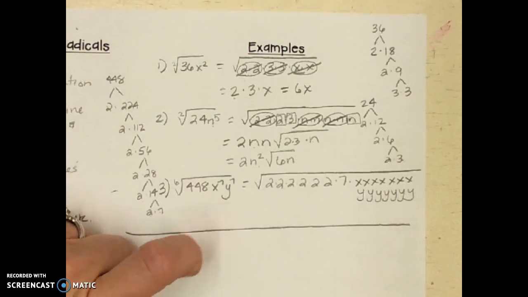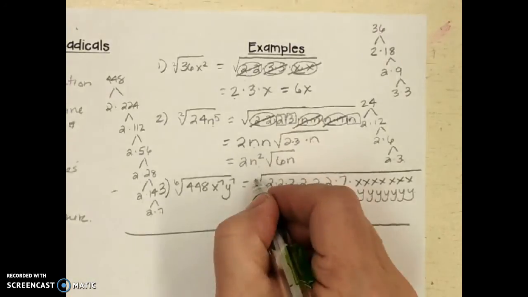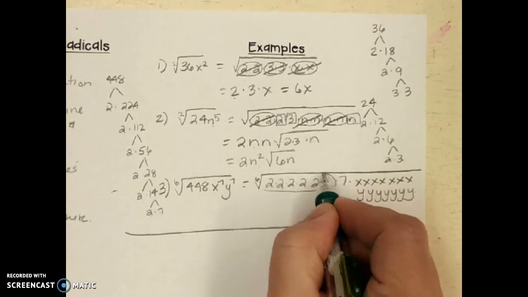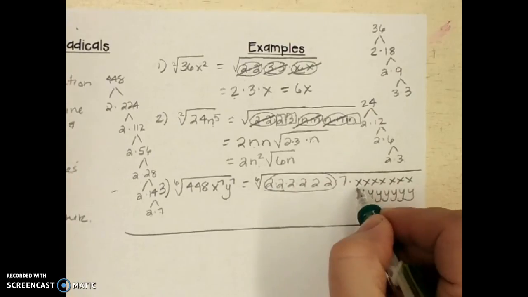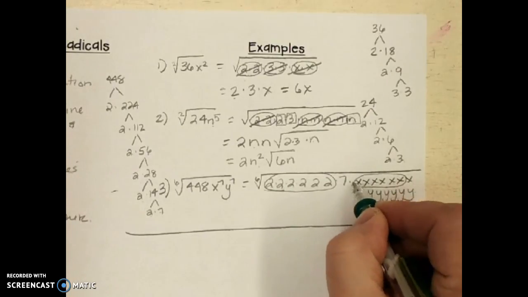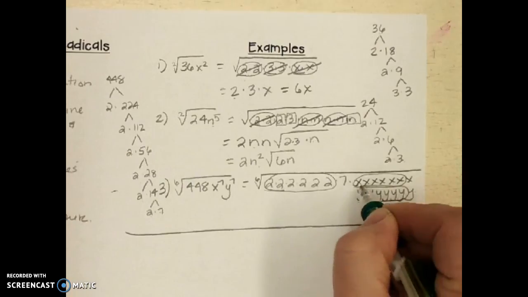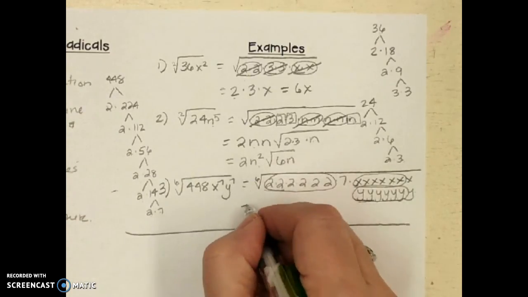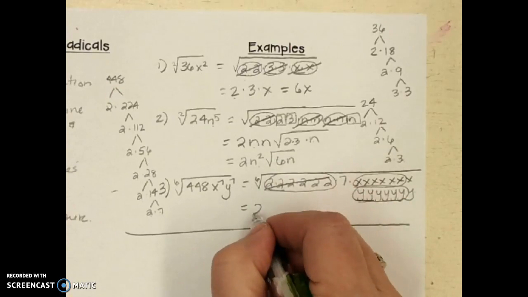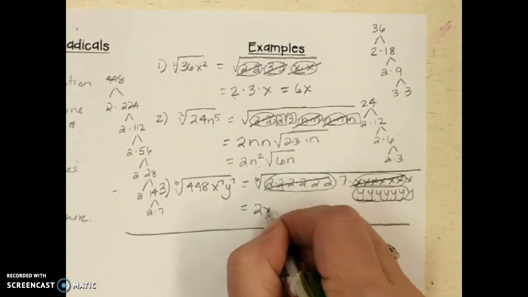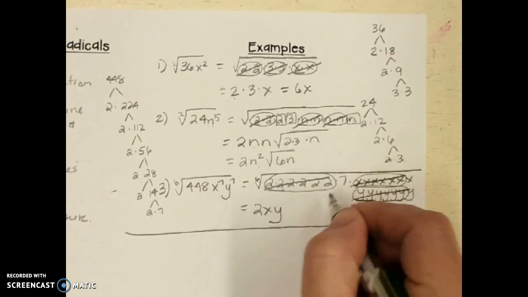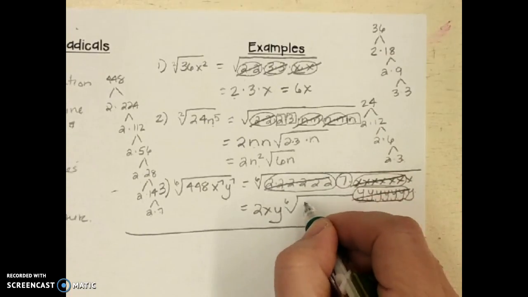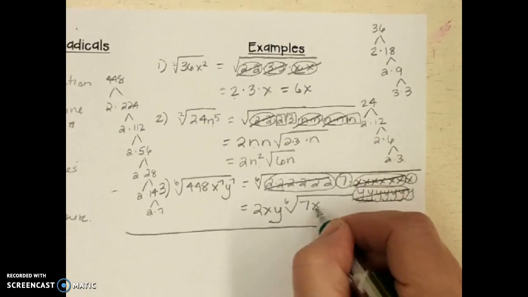Okay. So I want groups of 6 because I'm taking the 6th root. So there's a group of 6. There is a group of 6. And there is a group of 6. So a group of 2's comes out. A group of x's comes out. A group of y's comes out. That leaves me with the 6th root of 7xy.